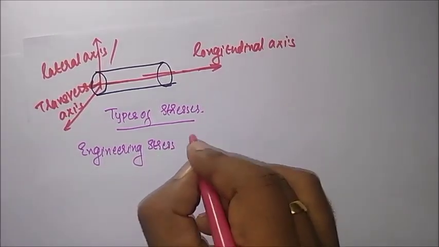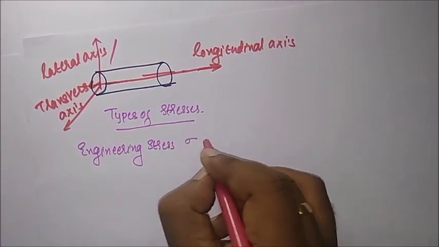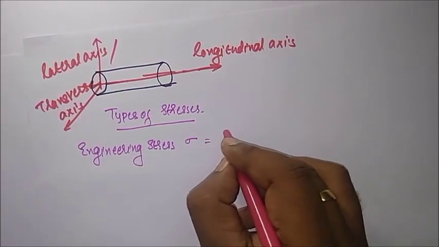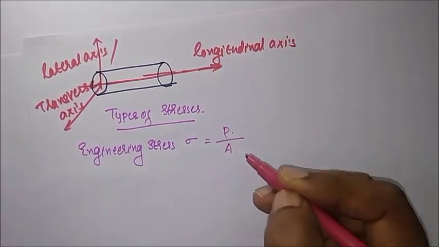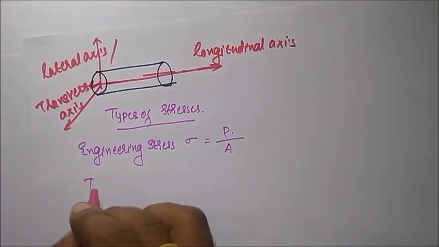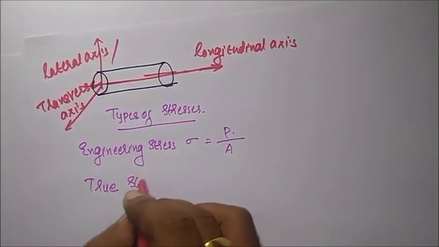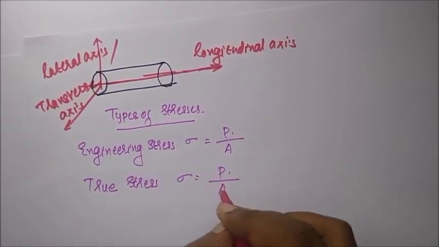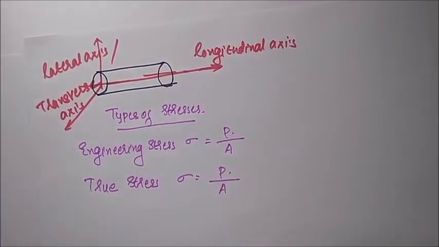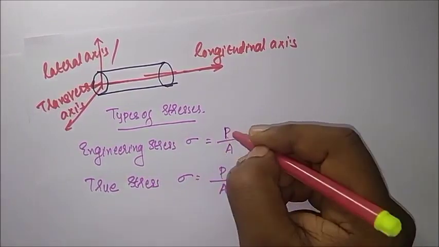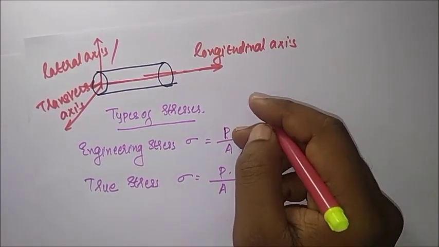Stress is generally represented by the symbol sigma. That is engineering stress. What is stress? Stress is equal to the resistive force developed per unit area. Next one, true stress. Sigma is equal to the resistive force generated per unit area. Consider a body, an external force applied on the member equal to F, and the resistive force generated in the member equal to P.